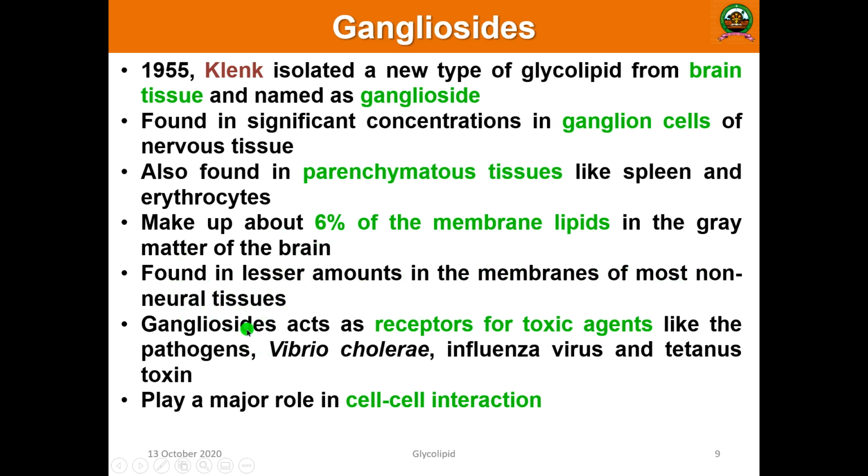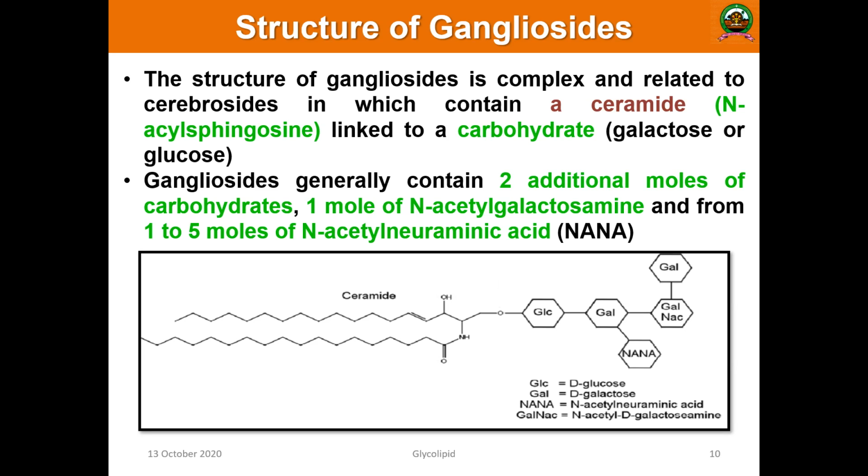The gangliosides act as receptors for toxic substances, especially bacterial pathogens such as Vibrio cholerae, the causative organism of cholera, then the influenza virus, and tetanus toxin. Tetanus, as you all know, is caused by Clostridium tetani. And gangliosides play a very vital role in cell-to-cell communication or cell-to-cell interactions.